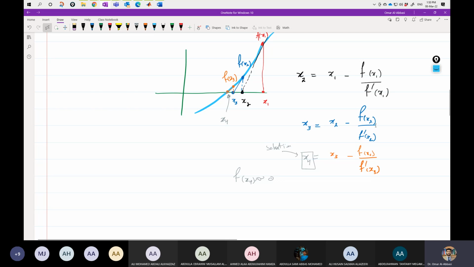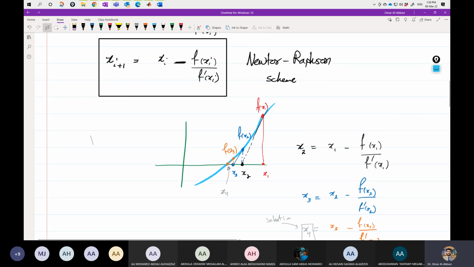Guys, you see why I'm saying this is an iterative method? Yes, because you need multiple steps. We need multiple steps in order to get the solution. Let me stop over here, and we will continue after the break.